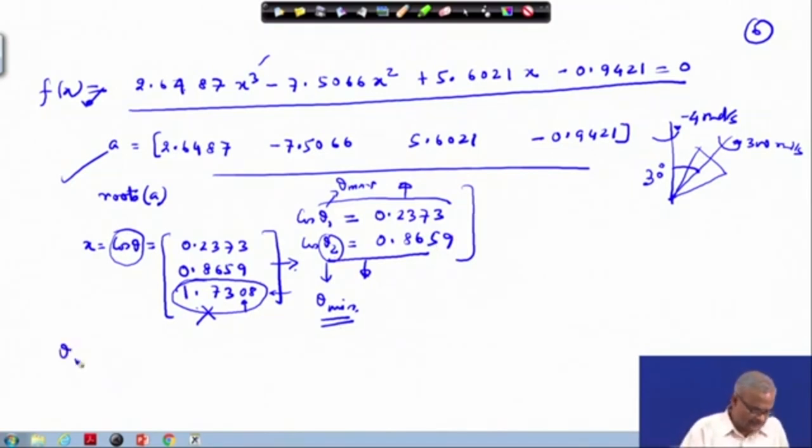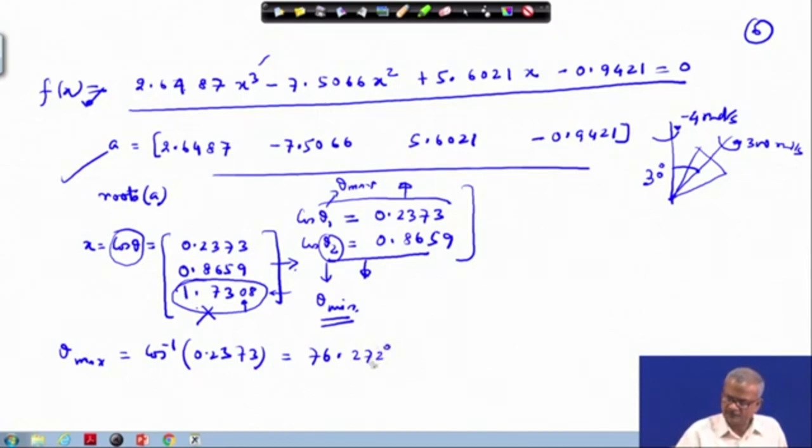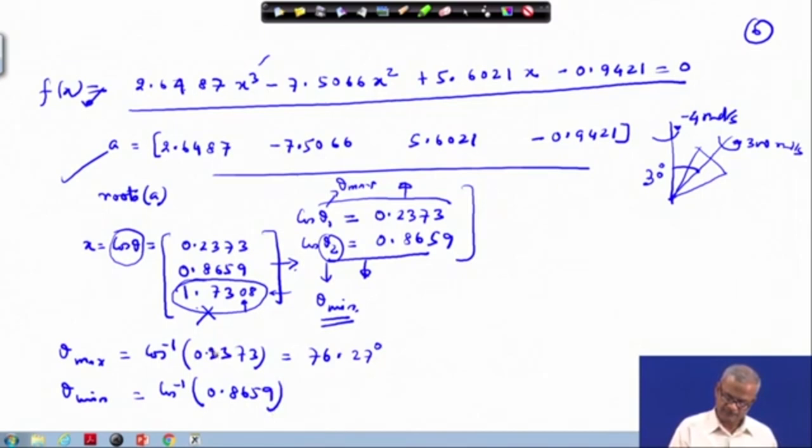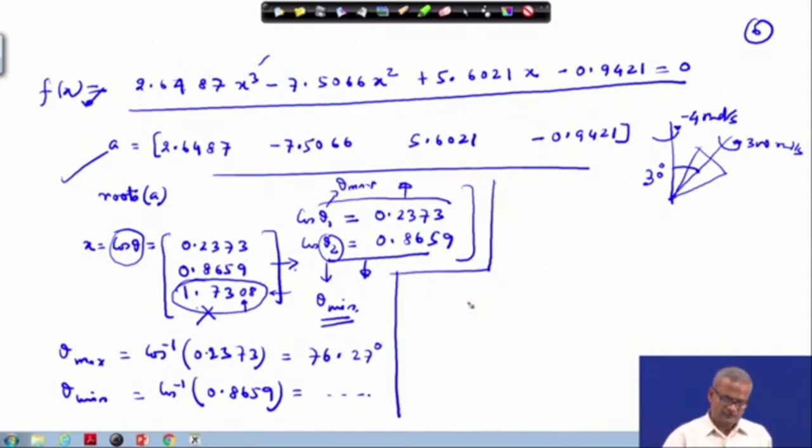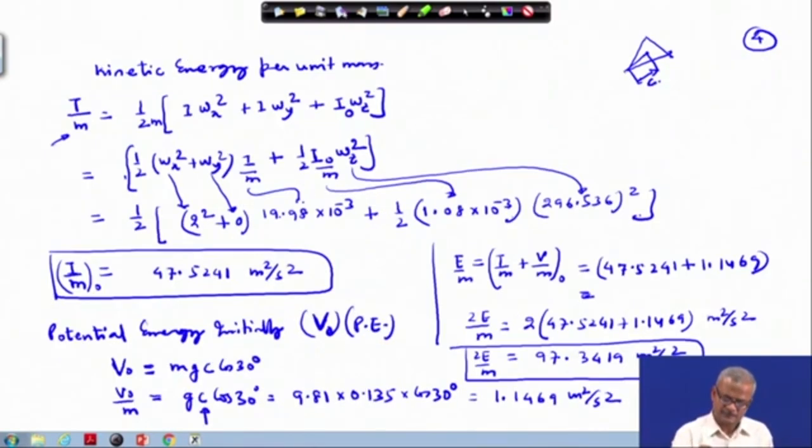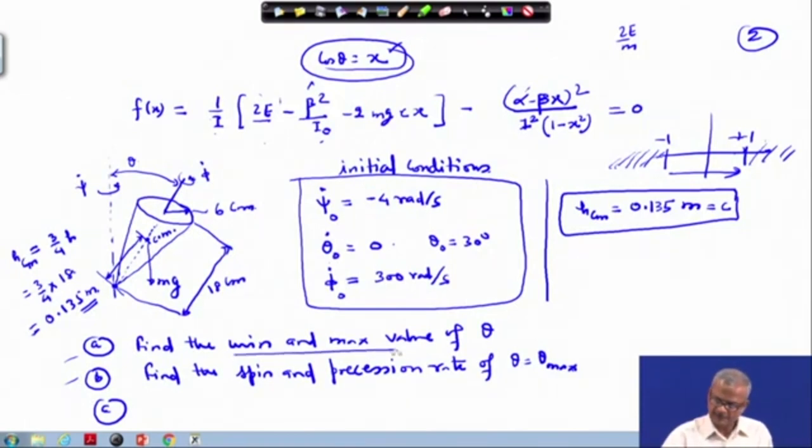So, theta max we can write here, theta max equal to cos inverse 0.2373. This will yield you 2.72 degree or 76.27 we can write maybe. Similarly, theta min can be computed, but I have not done that part here. Okay. So, that will be cos inverse 0.8659. Okay. Then the other questions were, find the minimum and maximum value of theta, find the spin and the precession rate for theta equal to theta max.